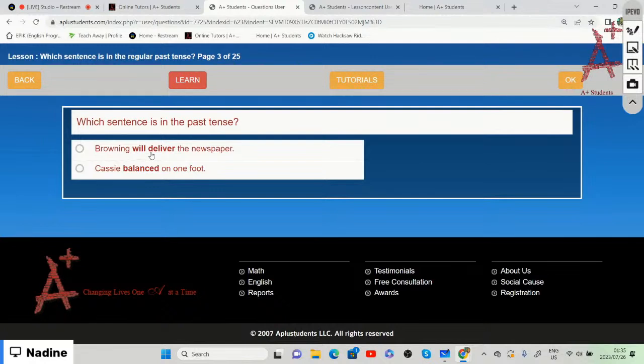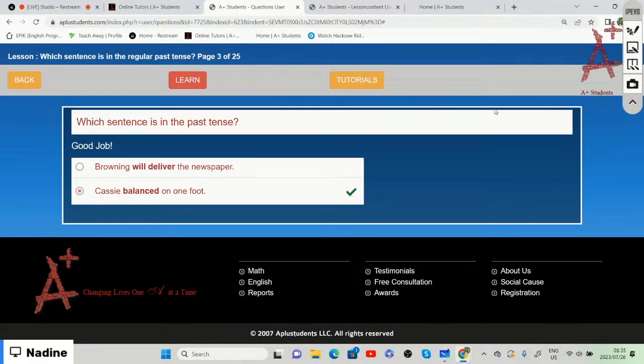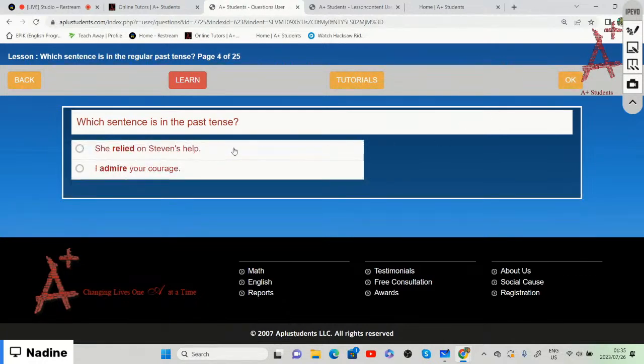All right, so if we select the sentence that is in the past tense, we are going to select "Cassie balanced on one foot." So if you said balanced, then that is correct, because the word balanced shows the past tense regular verb. Because "will deliver" means that it must still happen, and we are talking about the past. So "Cassie balanced on one foot" is correct. If you have balanced, then well done.